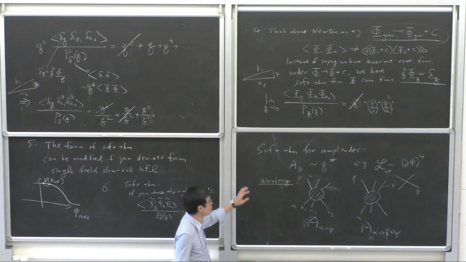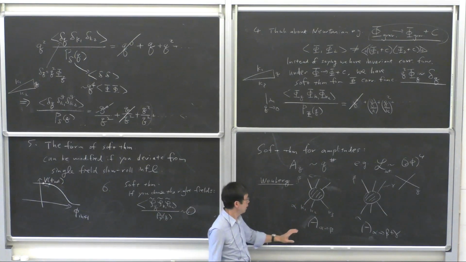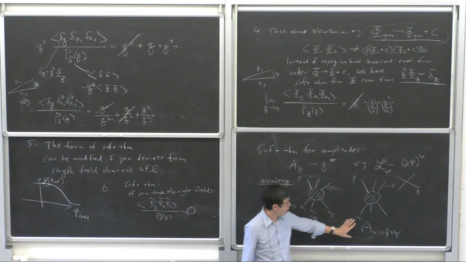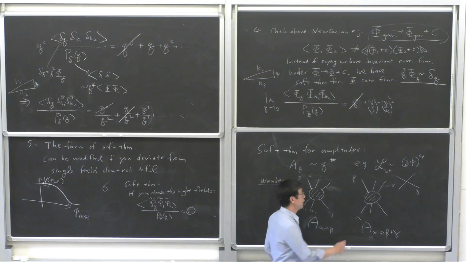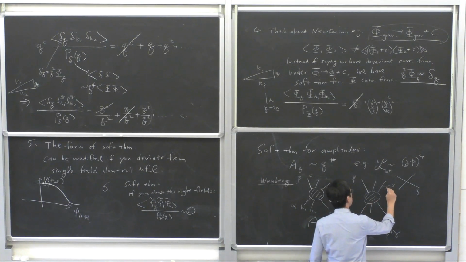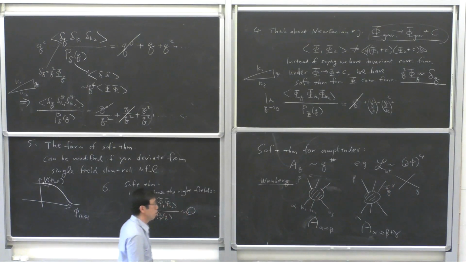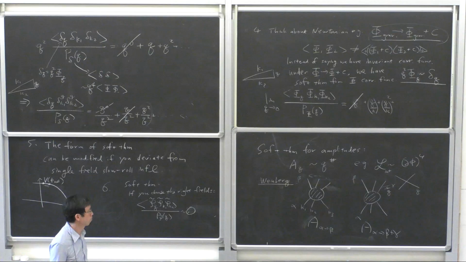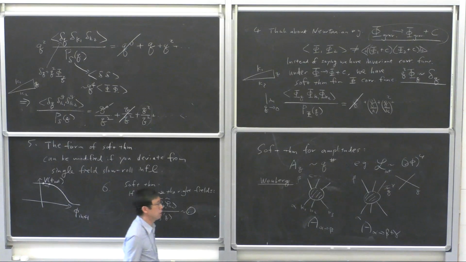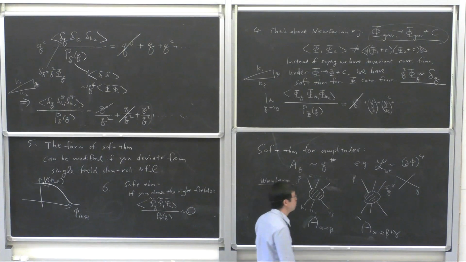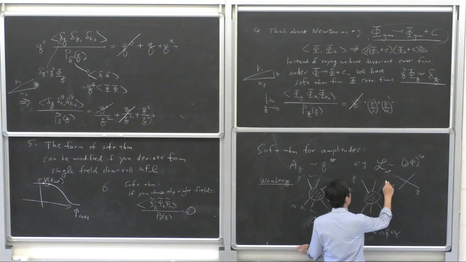And basically, Weinberg showed us that this amplitude is related to that amplitude in a simple way in the limit that this photon is very soft. Again, I use momentum Q to denote that soft photon. And the argument is actually very simple. So he basically says the following.